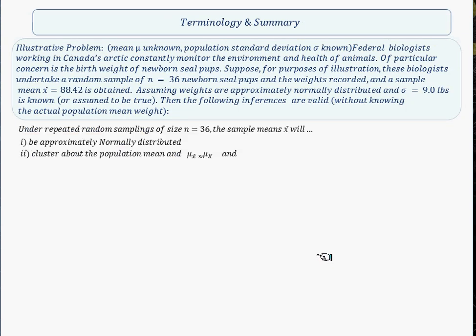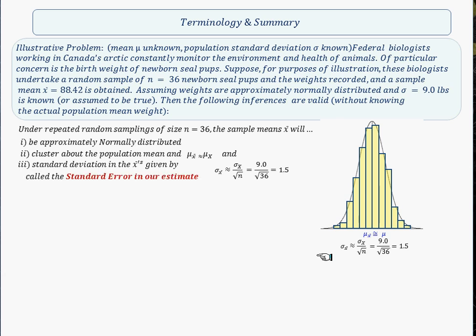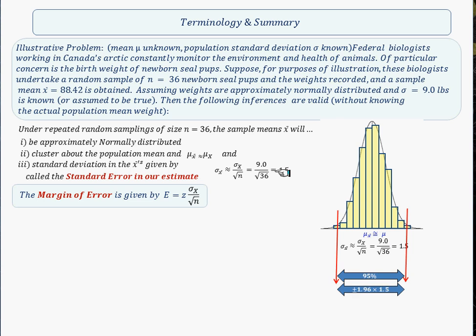Now we're going to look at some terminology. When we undertake analysis such as this, we have the standard error. This is the standard by which everything else is measured. The margin of error is given by your z times your standard error, as you can see on the screen here. And that margin of error is given here on the screen, and you can see it on the right here. 95%, 1.96 times 1.5.